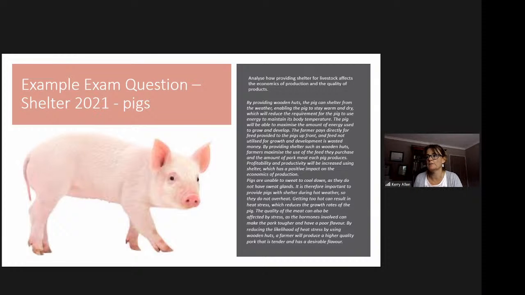Okay, and if the pigs are stressed, the meat doesn't taste very good. It has poor flavour and it is tough. No one wants to eat tough meat, so it will be downgraded. The price won't be as good. So quality and economics will be linked in this question to say why that is a good thing, why you are going to carry out shelter and not just let them free roam.